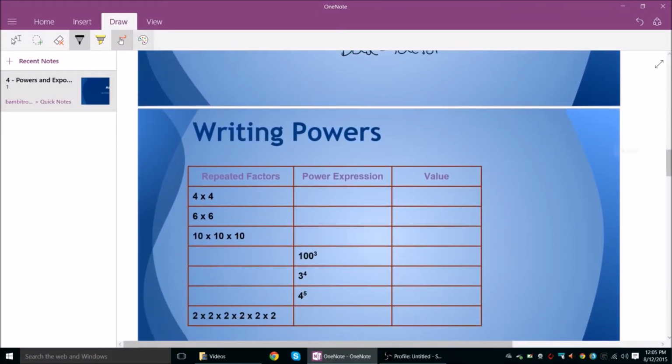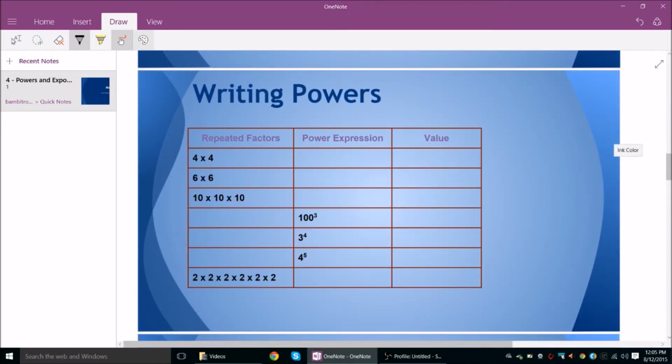All right? So let's practice writing powers and finding values of powers. I'm just going to fill in this table here. Our repeated factors, we have 4 times 4. So 4 is the repeated factor, that's the base, and we're repeating it twice, so the exponent is 2.